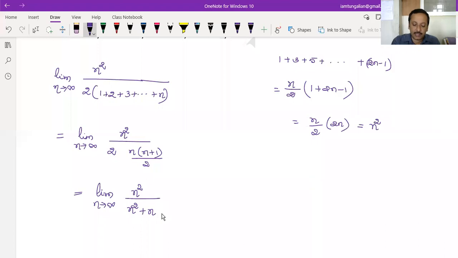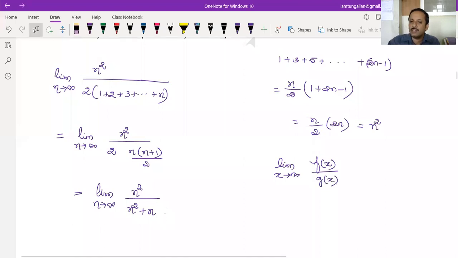So when you have numerator and denominator, both polynomials of the same degree, and then as n tends to infinity, the value of this limit is equal to the coefficient of the highest power of x in the numerator divided by the coefficient of the highest power of x in the denominator. You recall this? Limit x tends to infinity f of x by g of x, where both f and g are polynomial functions of the same degree.